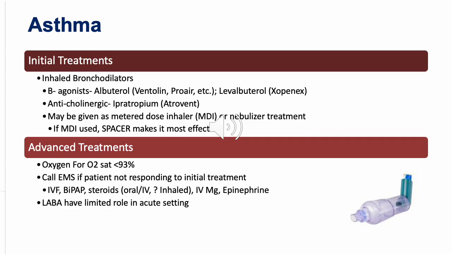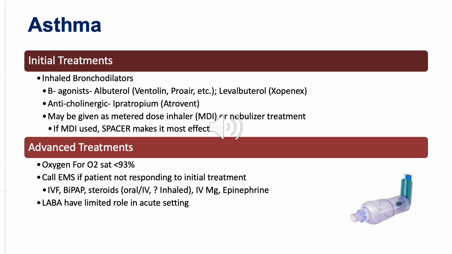Let's talk about some very specific cases here. So asthma. Initial treatment for asthma, we want to consider our inhaled bronchodilators. This is largely our beta agonists, like albuterol. Brand names Ventolin, ProAir, and then there's levalbuterol, which is Xopenex. There are some anticholinergics like ipratropium or Atrovent. These are usually given as metered-dose inhalers, but they can also be given as a nebulizer treatment.